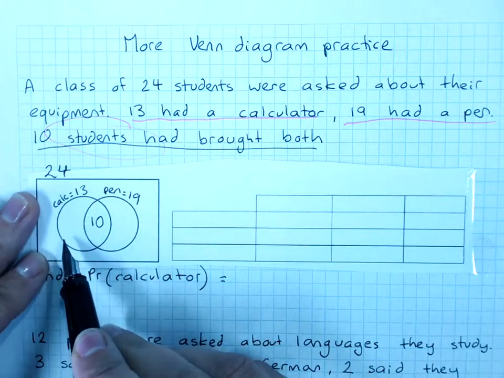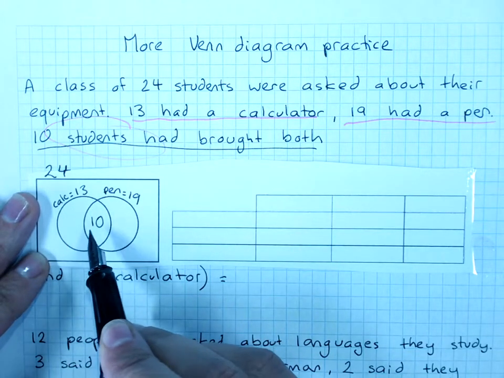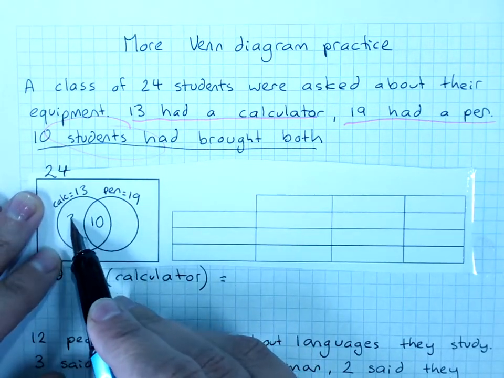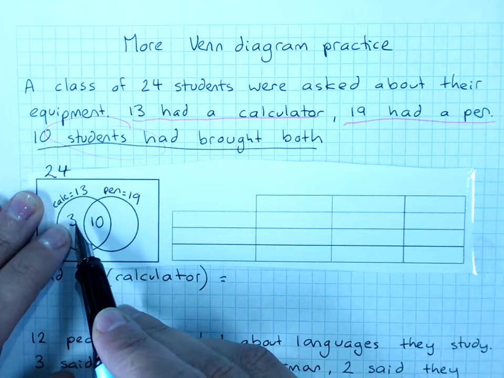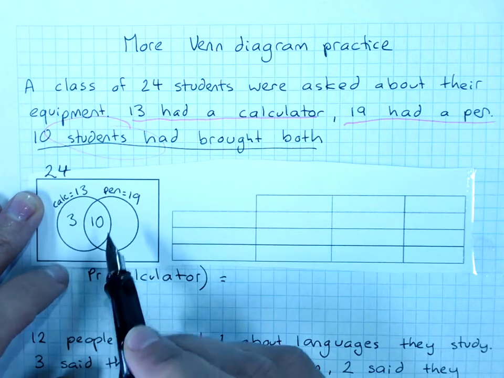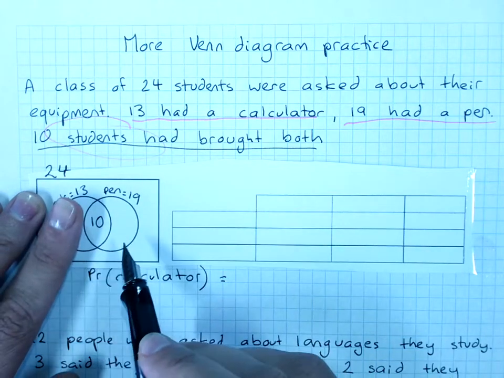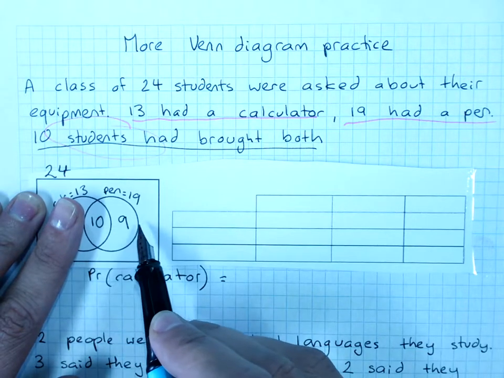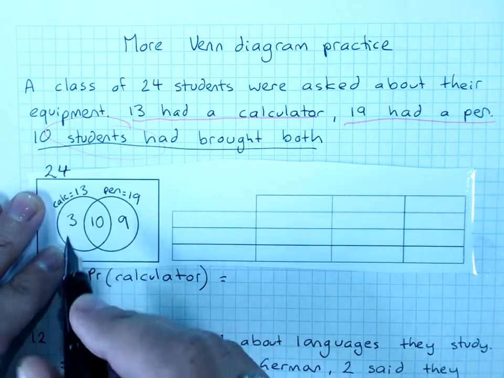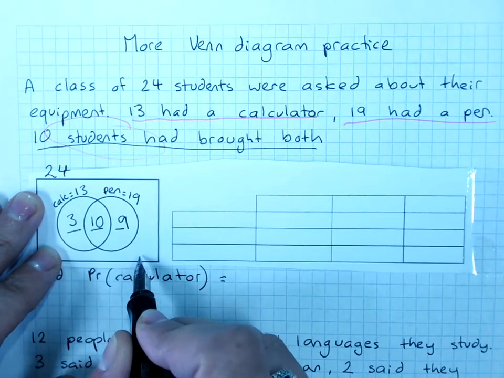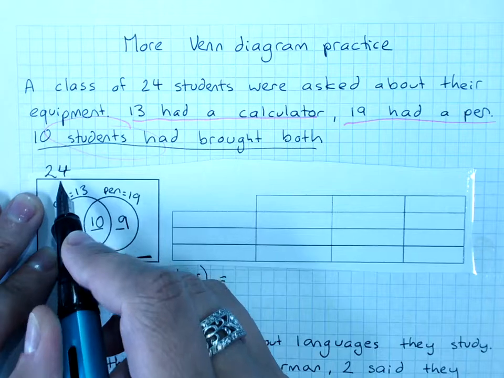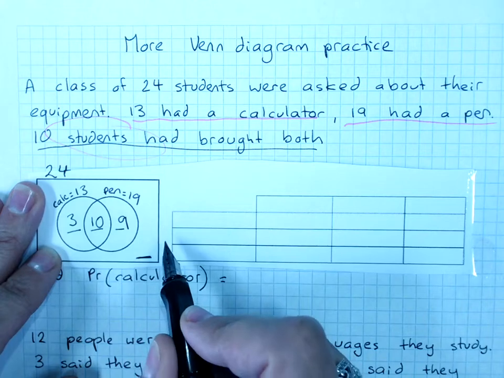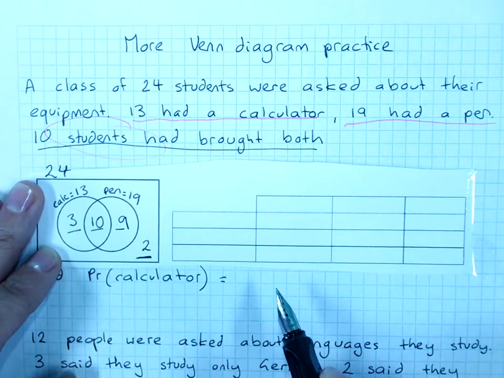Because there had to be 13 people with a calculator. These 10 had both. That means out of 13, there's 3 people left who only had a calculator, not both. 19 people in the pen circle, that must be 10 and 9, because it has to add up to 19 people with a pen. Now these 3 zones plus the neither zone must add up to the total. 3 plus 10 plus 9 is 22, so I need 2 people to add up to 24.